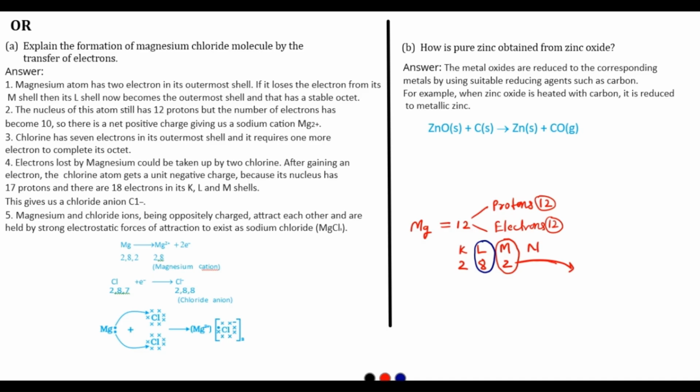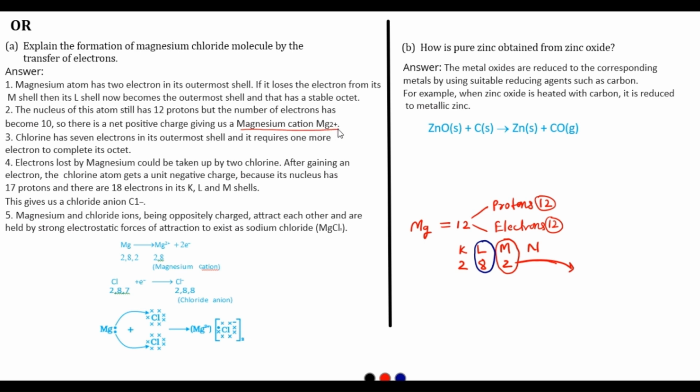Now see the next point. The nucleus of this atom still has 12 protons, but the number of electrons has become 10. So there is a net positive charge, giving us a magnesium ion. So what happens? Net positive charge, giving us magnesium cation, that is Mg plus 2.